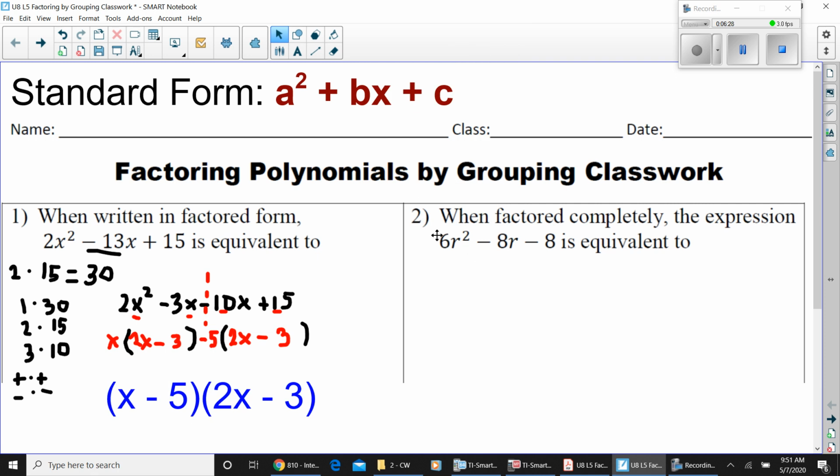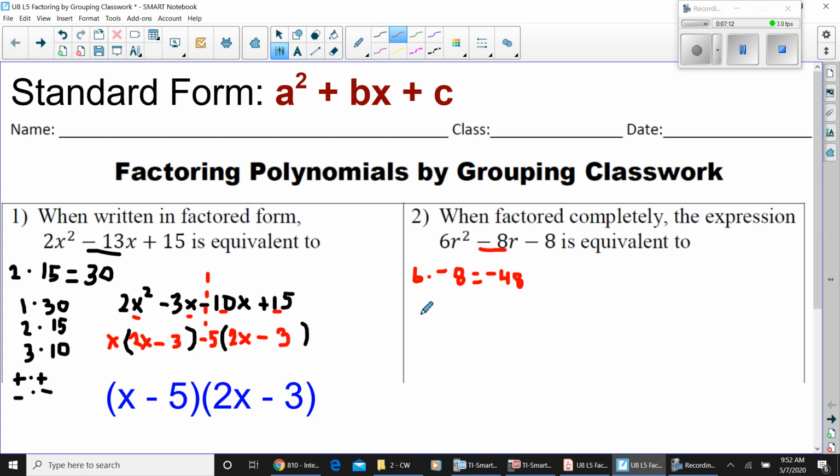Okay. Number 2, take a look. There's no greatest common factor, so what we're going to do is 6 times negative 8. 6 times negative 8 is negative 48. So now we have to look for factors of 48. To multiply to a negative, you have to have a positive and a negative. You have to multiply to negative 48, and you also have to add or subtract to a negative 8.